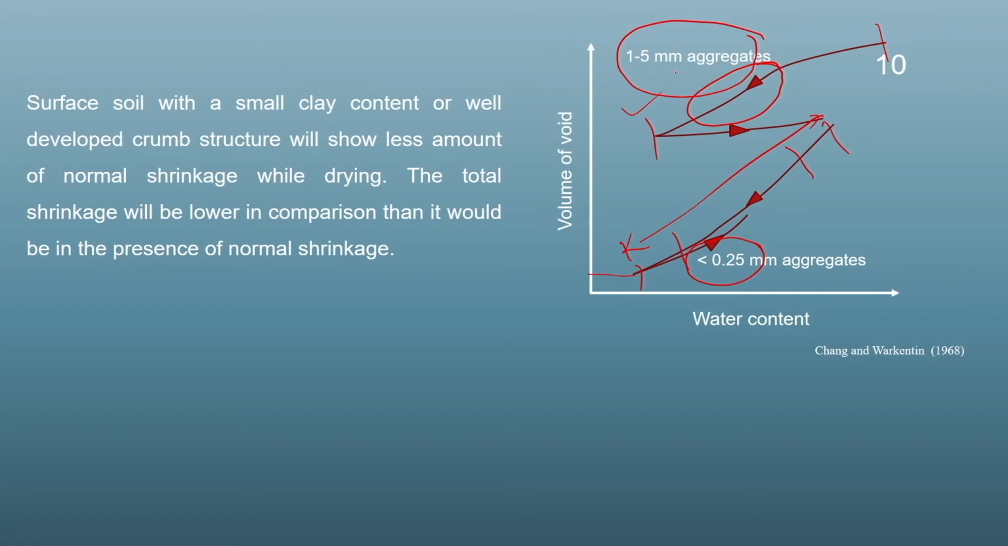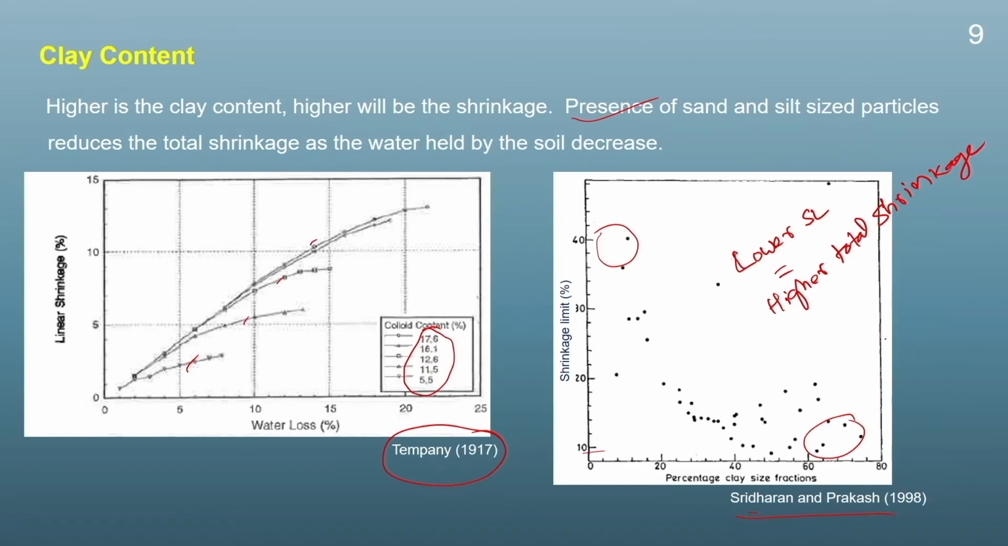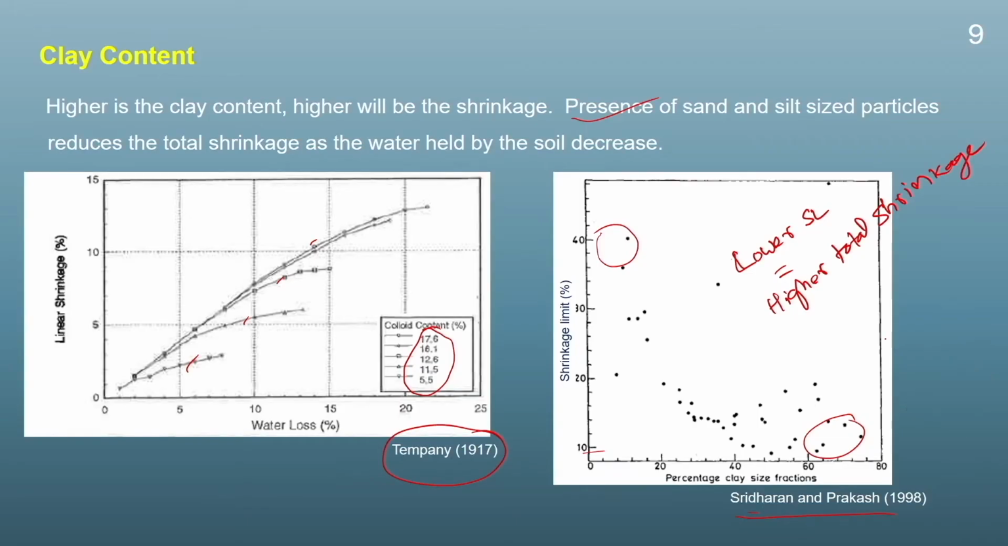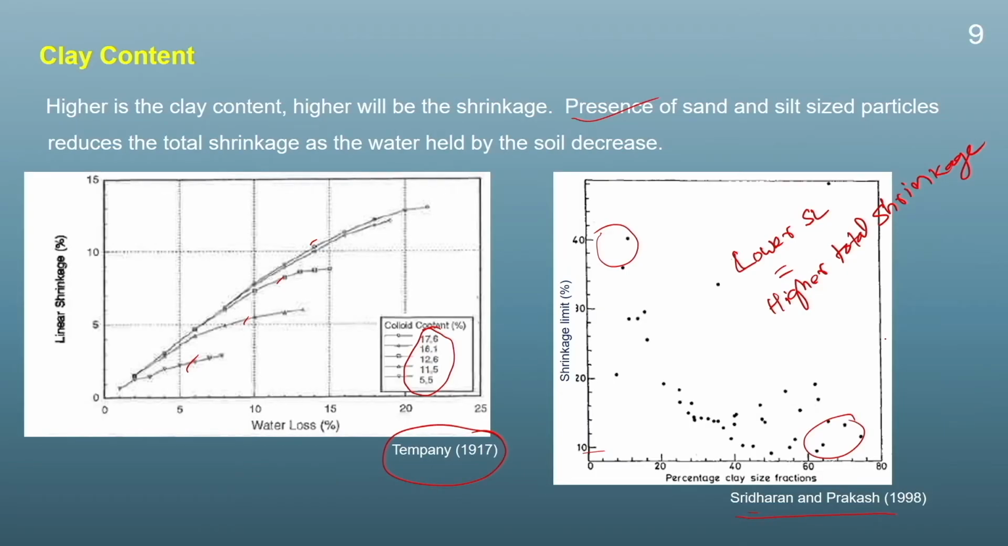That means the total shrinkage is more in comparison to the large aggregate particles, and also the shrinkage limit which we will get for this soil will be less. So, this is shrinkage limit 2, this is shrinkage limit 1. So, we can see a lower shrinkage limit for soil containing small aggregate size particles, and also a large amount of normal shrinkage and a large amount of total shrinkage for soil containing small aggregate particles. So, therefore, we can conclude here that the soil containing a large amount of clay content will have a lower value of shrinkage limit and a higher value of total shrinkage. And also we need to remember that the change in the shrinkage limit of the soil will also not be uniform.